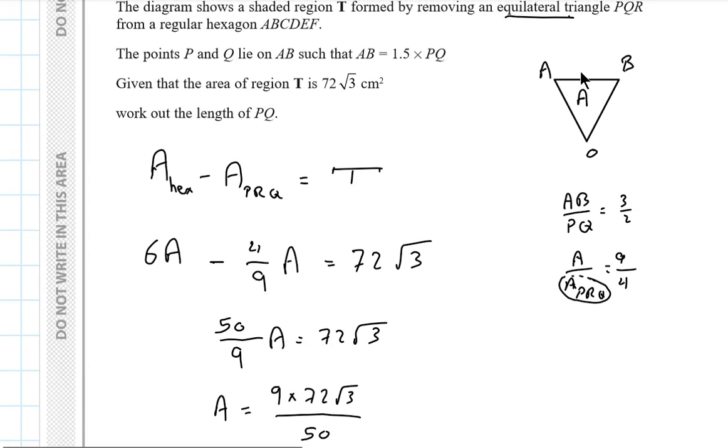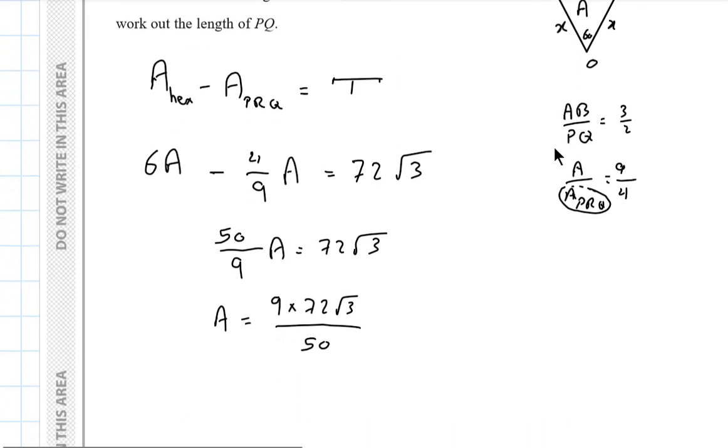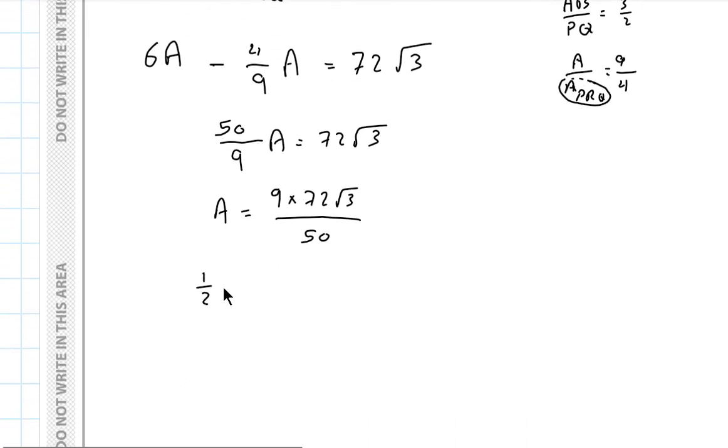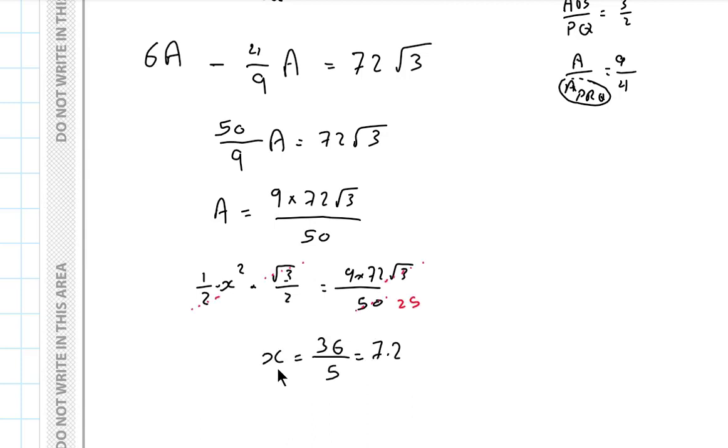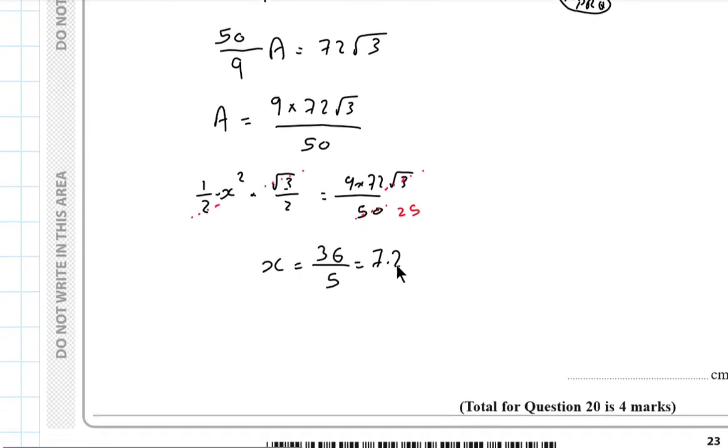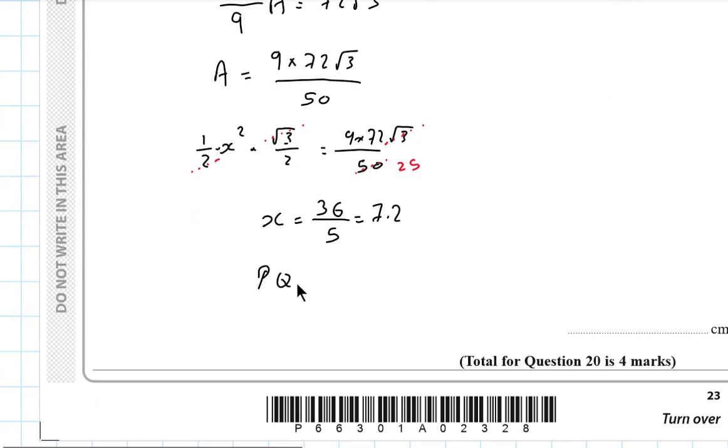At the same time, if the length of the side here is x, and this angle of course is 60, the area of this triangle is half times x times x times sine 60, right? So we can write half times x squared times sine 60, which is root 3 over 2, equal to 9 times 72 root 3 divided by 50. By this way we can get the value of x, which is 36 over 5, which is 7.2. By this way we can calculate PQ, which is 2/3 of 7.2.